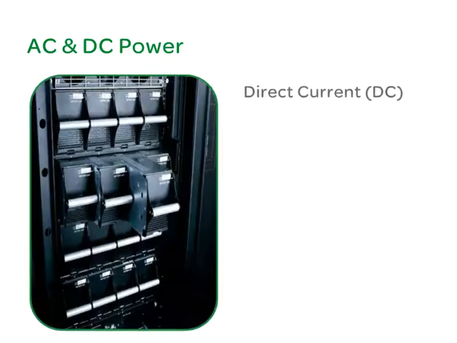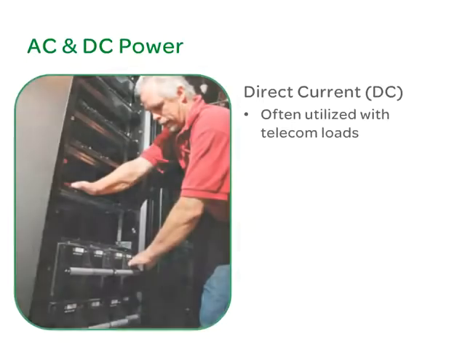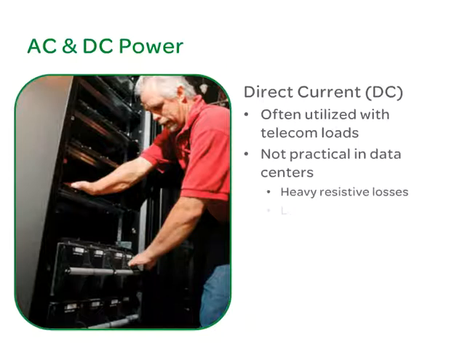Direct current has several applications in the typical data center, most commonly in telecom equipment, where banks of batteries supply power at 48 volts DC, or in battery systems supporting uninterruptible power supplies, which can be at potentials over 500 volts DC. However, whether the supply is available from banks of batteries or from DC generators, DC systems are not practical in data centers because of heavy resistive losses and the large cable sizes required to power information technology equipment.